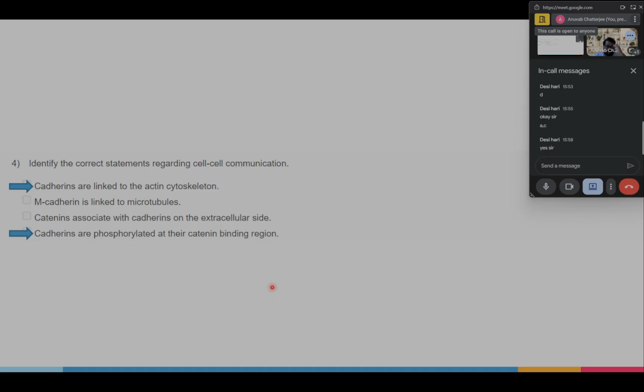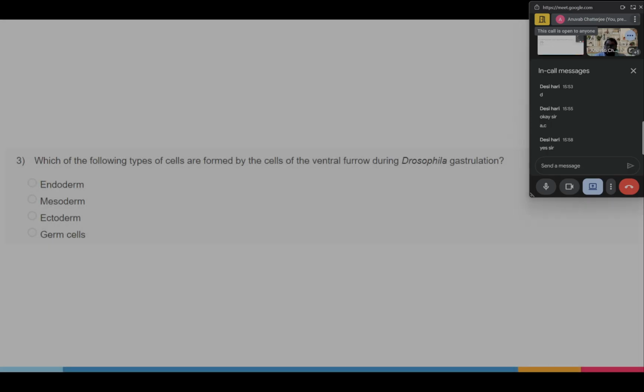Okay. Moving on. Which of the following types of cells are formed by cells of the ventral furrow during Drosophila gastrulation? The options are endoderm, mesoderm, ectoderm, and germ cells.